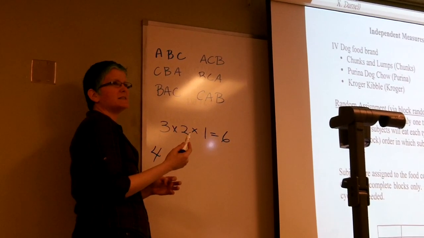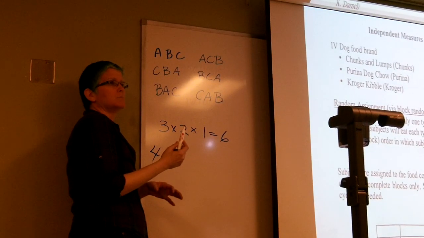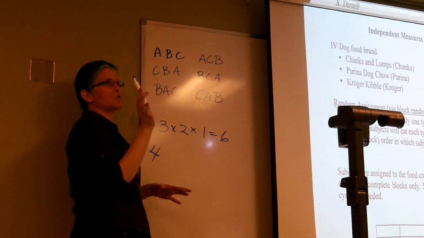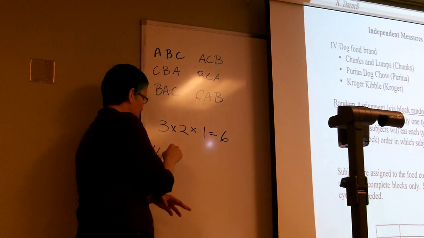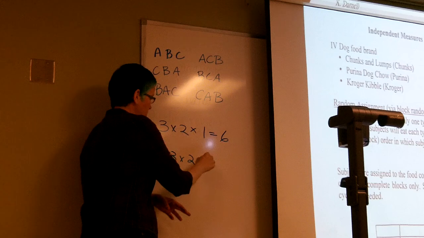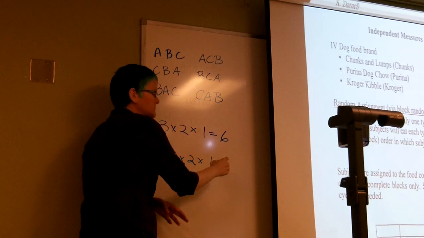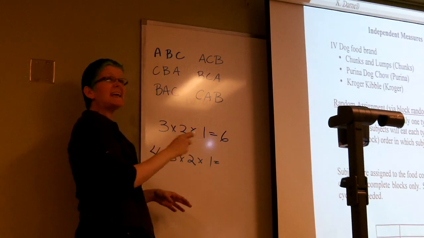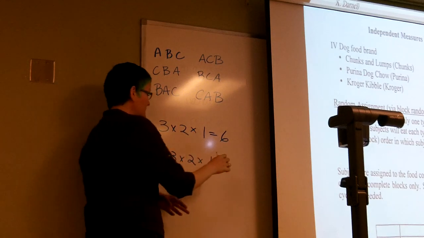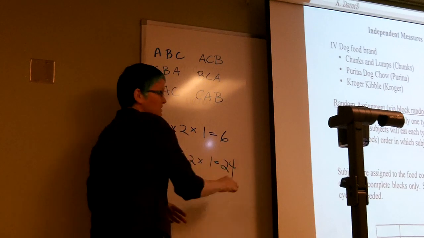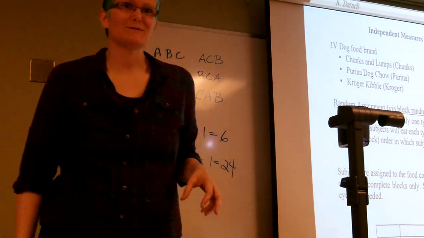really expensive, fancy, Blue Buffalo, fancy, grain-free food, okay? 4 times 3 times 2 times 1. Now, all of a sudden, if I had A, B, C, D, there would be 24 possible random orders of those 4 things.